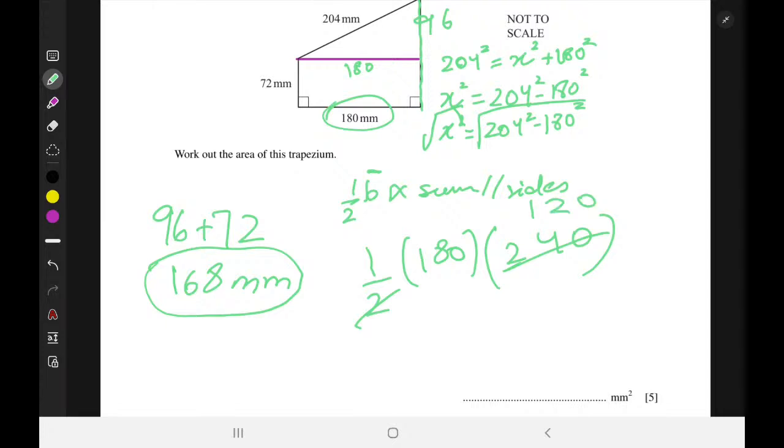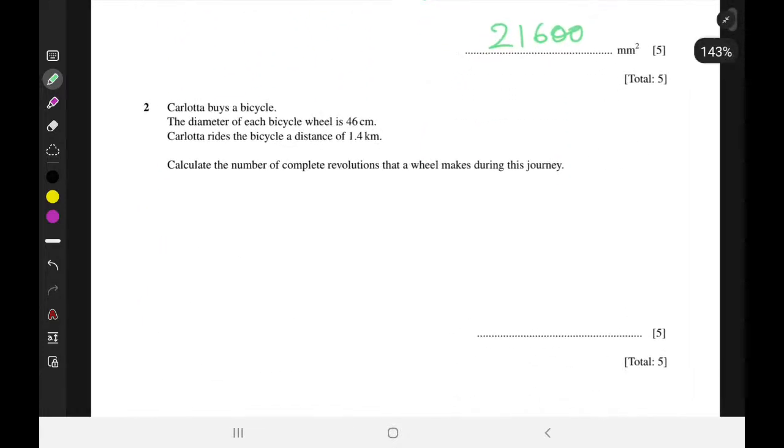Now the final answer will be 120 multiplied by 180, it will be 21600 millimeter square. All right, let's go to the next question.